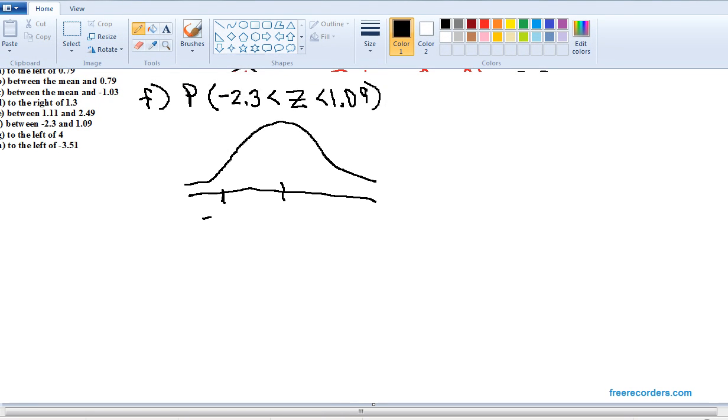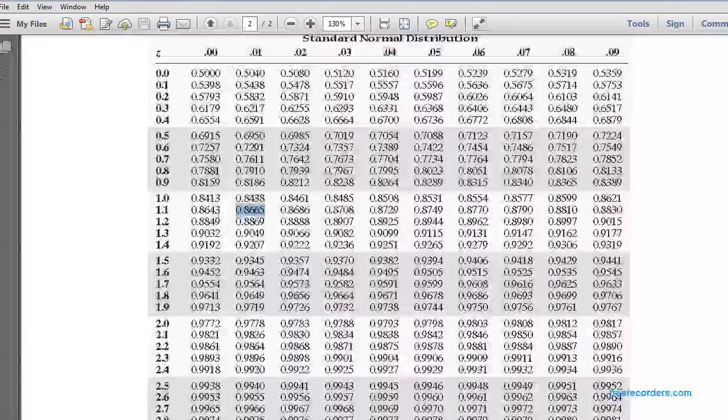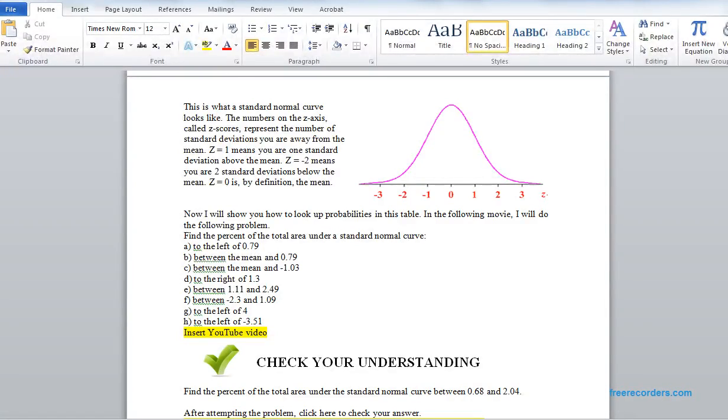Okay, negatives are to the left of 0, positives are to the right of 0. We're trying to find this area between. We're trying to find this red area. So if we look up 1.09 in our table, you go to the 1.0 row until you're under the 0.09 column, and you get 0.8621.